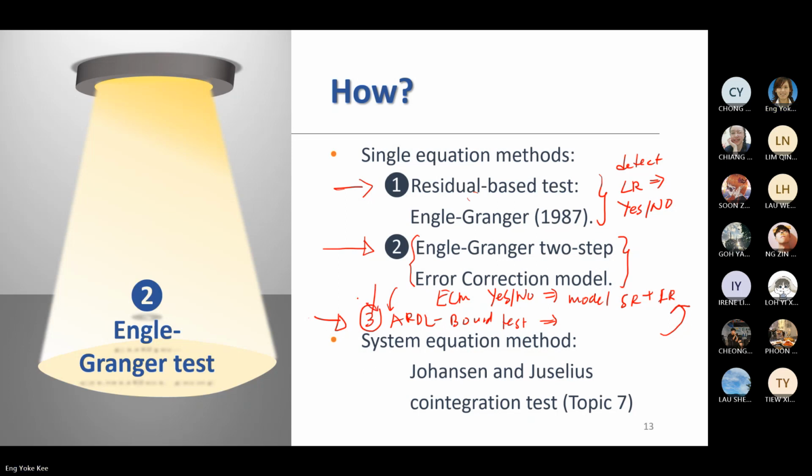So I think some of you might use this for your FYP, but if you understand the second one, the third one will be very easy, because the principles used are basically very similar. Okay, so that is the single equation approach. The other one is what I call the system equation approach. This one we will cover in topic 7.